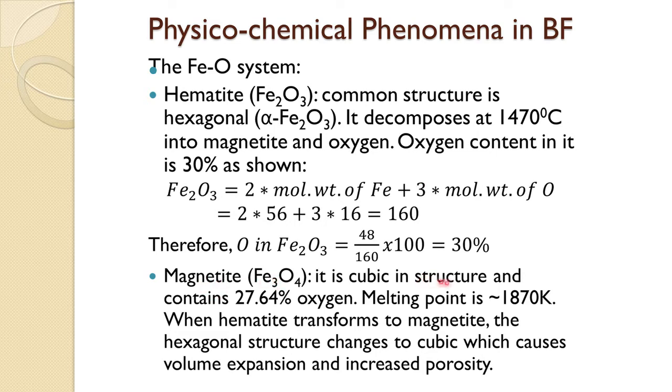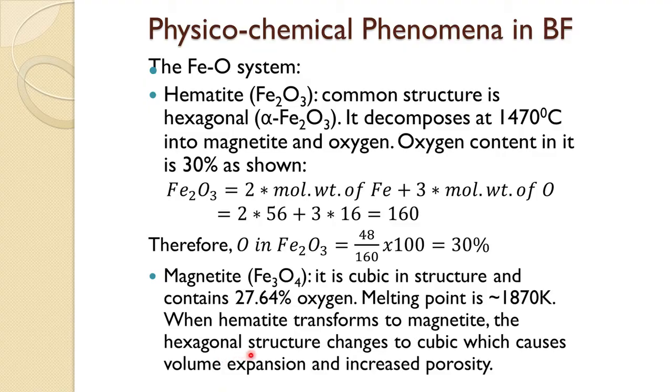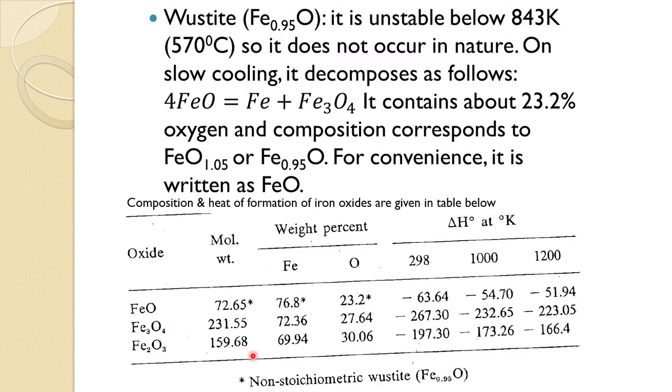So, magnetite is cubic in structure and contains about 27.64% oxygen. It melts at 1870 degrees Kelvin. When hematite transforms to magnetite, the hexagonal structure changes to cubic structure, which causes volume expansion and increases the porosity. And this is the thing which leads to a little bit of expansion of the ore in the blast furnace. I think in the first few lectures we talked about swelling and other things, and this causes one of that. So, this is one region.